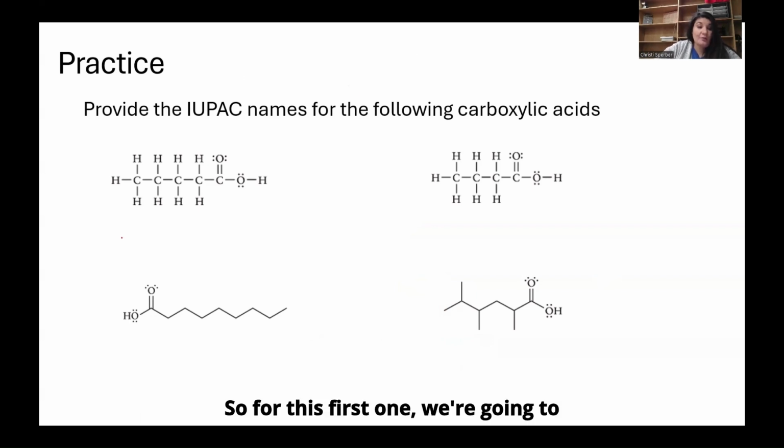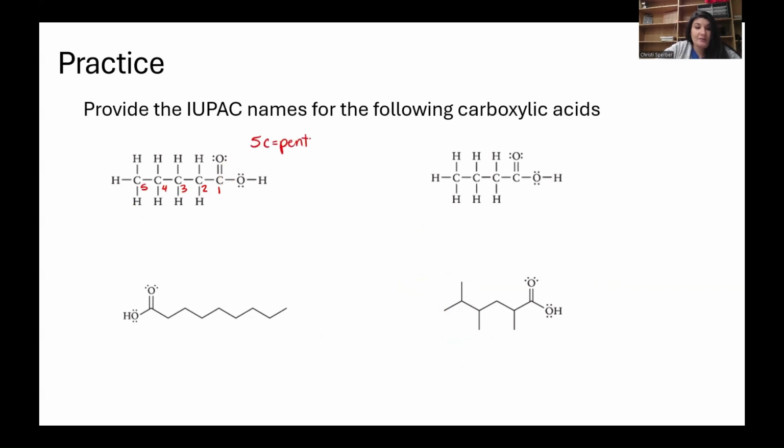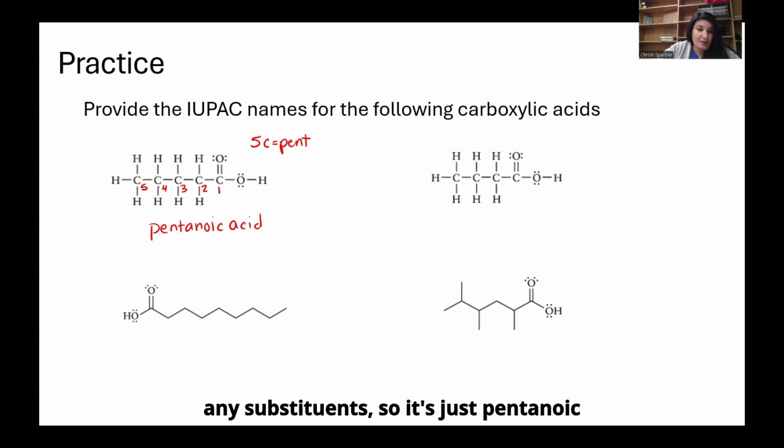So for this first one, we're going to number our carbons. The carbonyl carbon is always number 1. So 1, 2, 3, 4, 5. 5 carbons is pent. And so we are going to do pent and oic acid because our suffix is oic acid. We don't have any substituents, so it's just pentanoic acid.